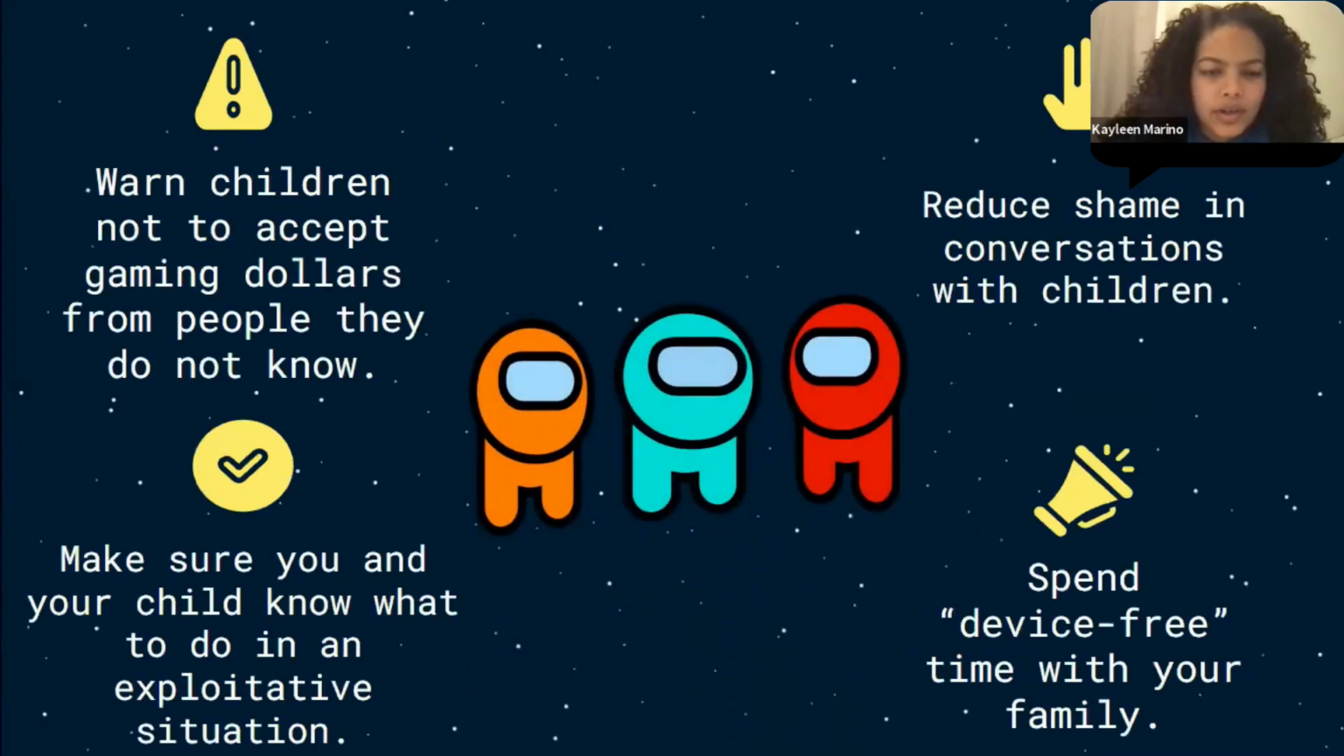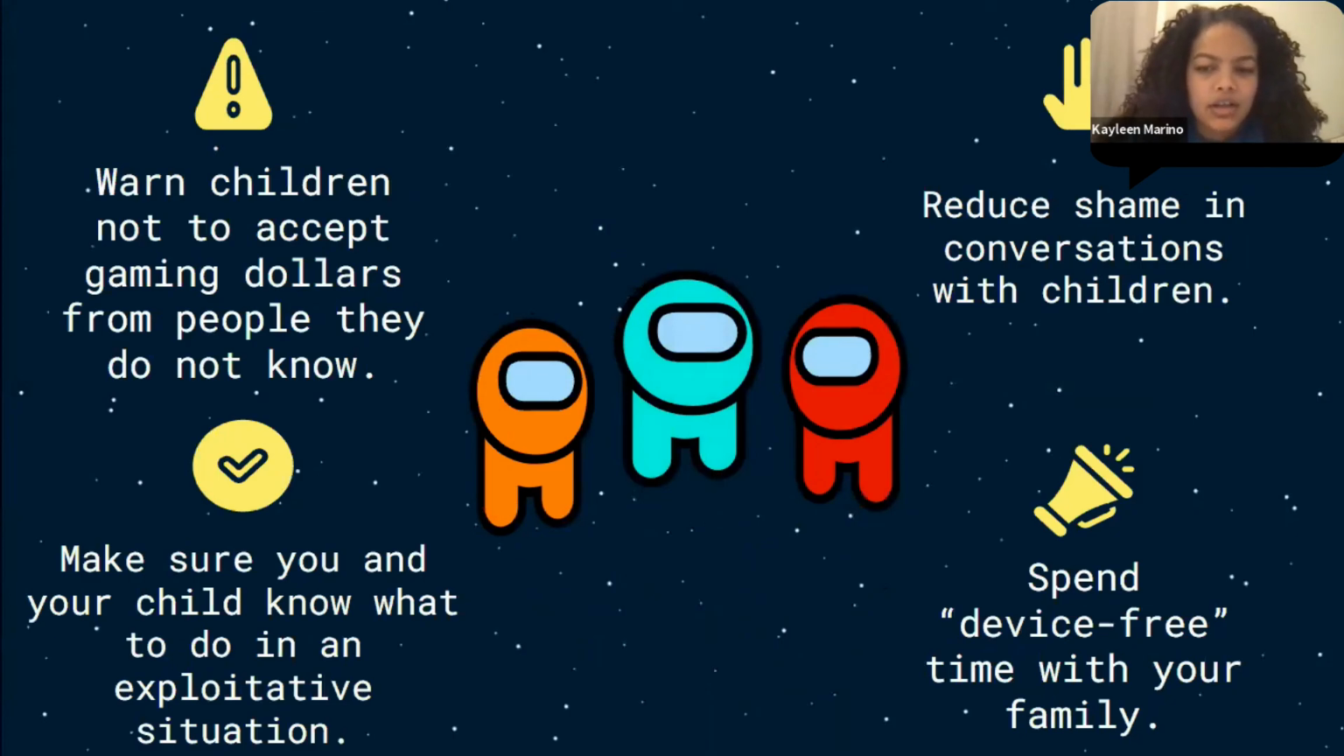It's also very important to warn children not to accept things like gaming dollars. This is seen a lot in games like Fortnite, where you're able to purchase V-Bucks. This is something predators can use later as a manipulation tactic.